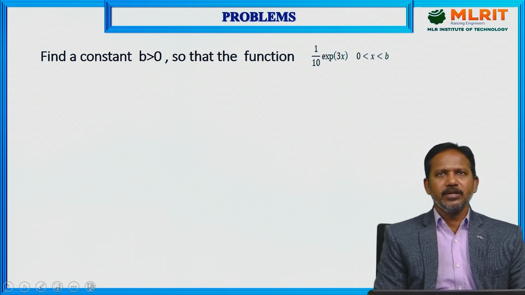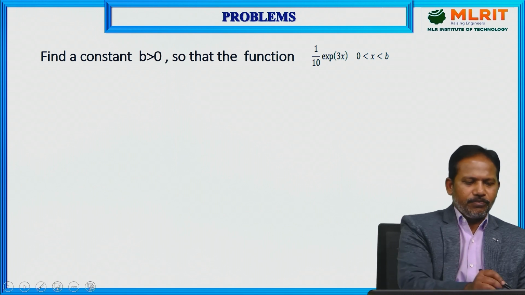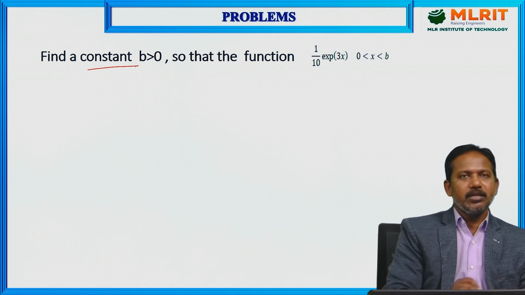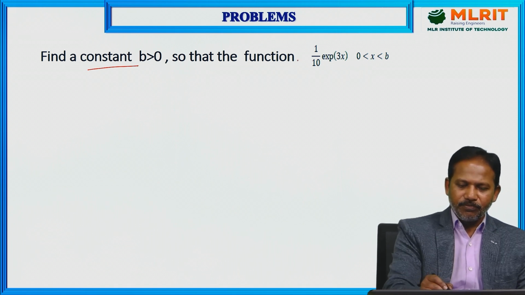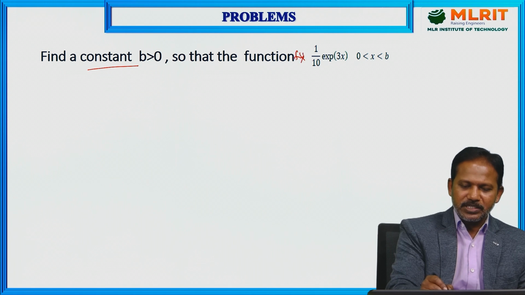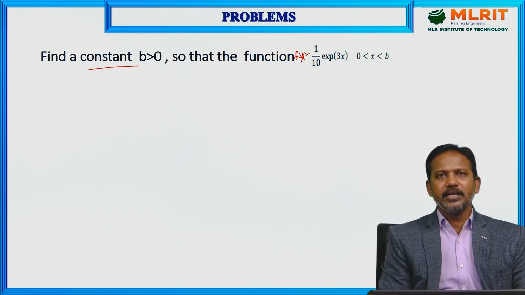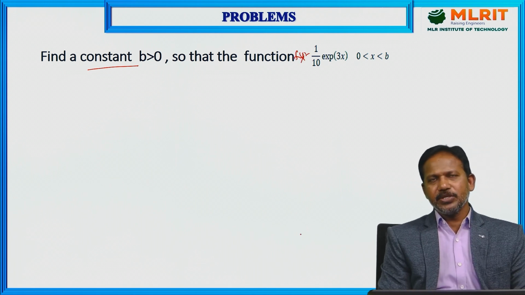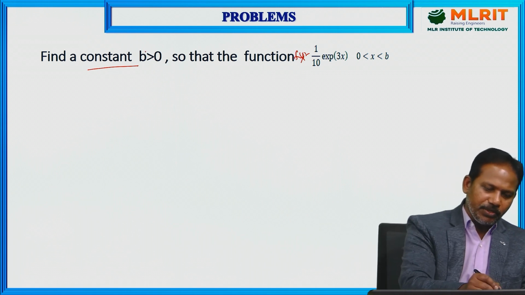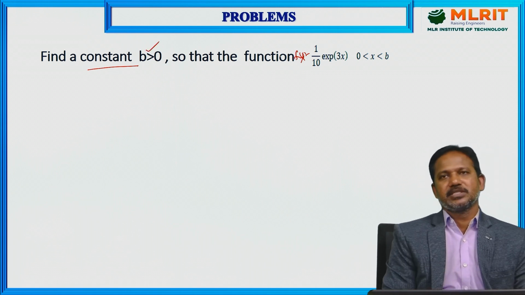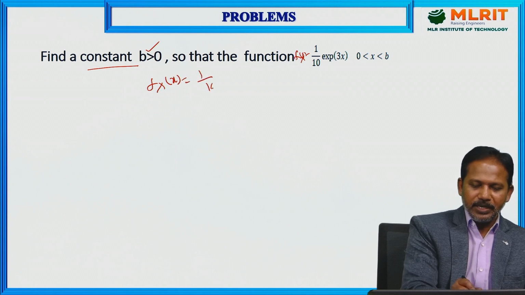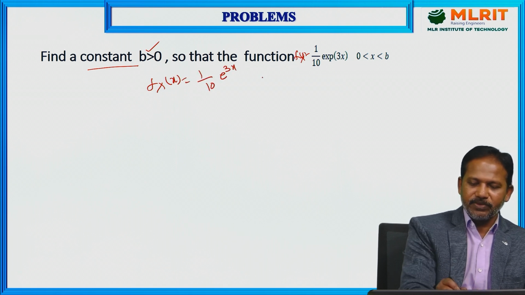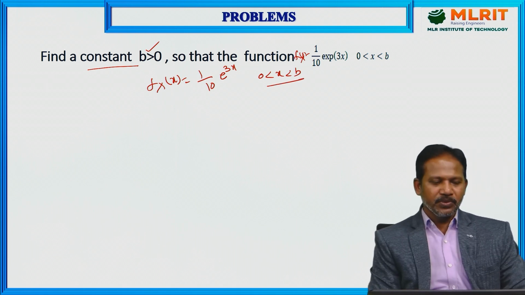Next one, another one. Here, find the constant value of b such that my probability density function is given as 1 by 10 into e power 3x for 0 less than x less than b. For this one, you need to find b value. Here, probability density function is given. That is small fx of x is equal to 1 by 10 into e power 3x for 0 less than x less than b.